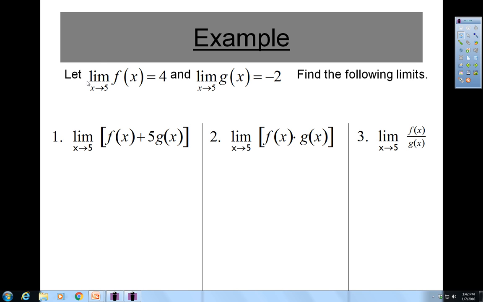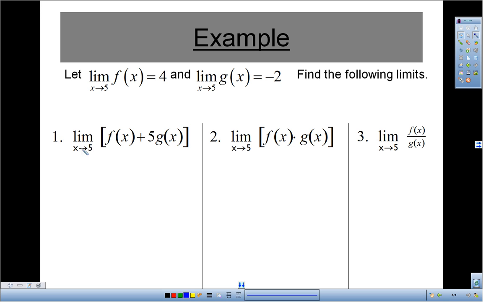It says let the limit of f of x as x approaches 5 equal 4, and let the limit of g of x as x approaches 5 equal negative 2. Find the following limits. Let's start off with number 1. It says find the limit as x approaches 5 of f of x plus 5g of x.